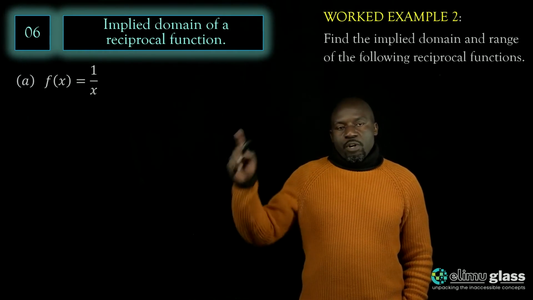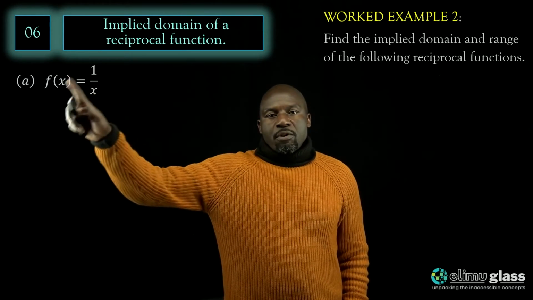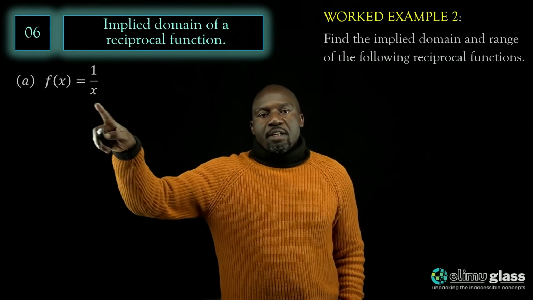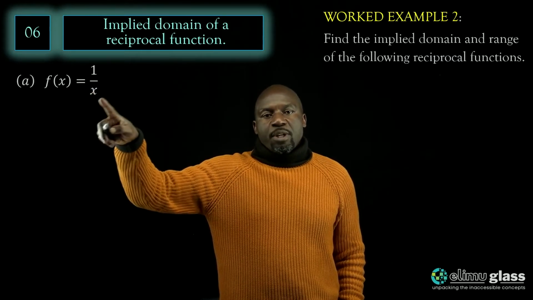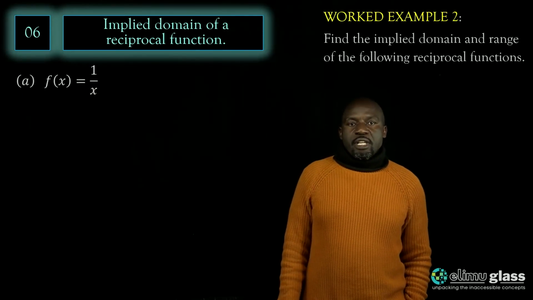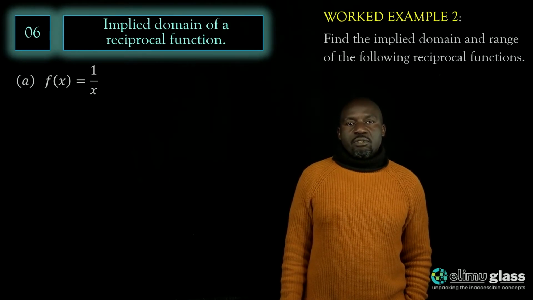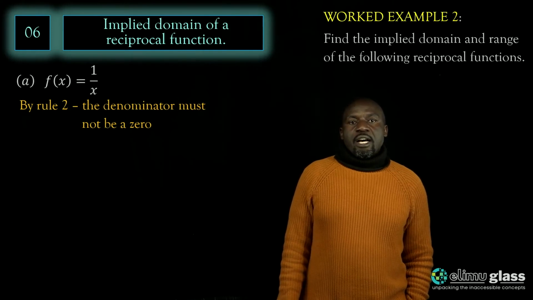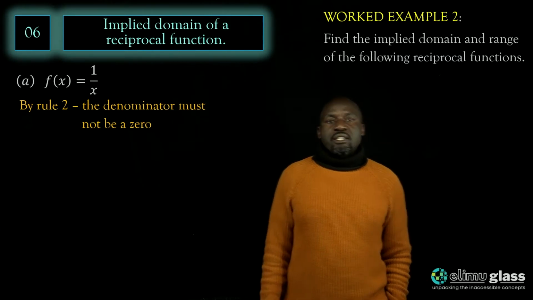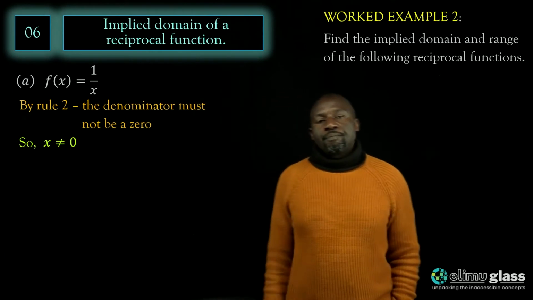So we go back to rule number 2 that we just came up with: if this reciprocal function is to be real, or definable, the denominator there, and this is the argument of a reciprocal function, that denominator must not be 0. It can be anything but not 0. So we will say that x has to be anything but 0. So by rule number 2, the denominator must not be 0. So we'll write x cannot be 0.